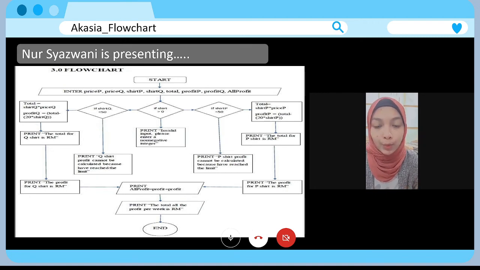In right hand side, we will see about the if profit P is less than 50. If you enter any amount that less than 50, the output will print the total of P shirt and the profit of P shirt. And if you enter the number more than 50, the output will say that P shirt profit cannot be calculated because have reached the limit.